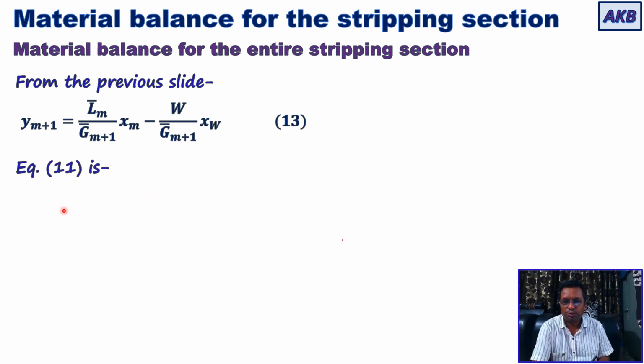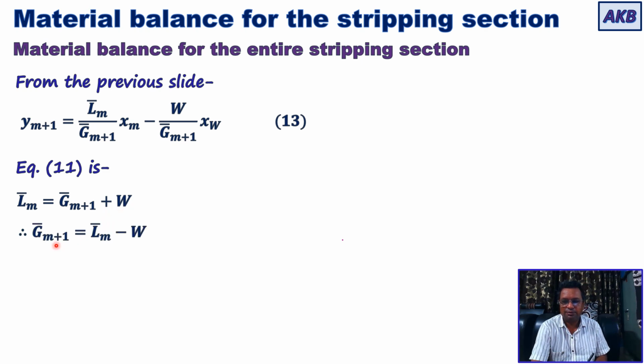Now we are going to use equation 11 that was previously obtained, and over here I am rewriting that equation. So equation 11 is L̄_m is equal to Ḡ_{m+1} plus W. So from this I can get Ḡ_{m+1} is equal to L̄_m minus W. That is, this term is taken to the other side. So you get this. Now what will be our next step?